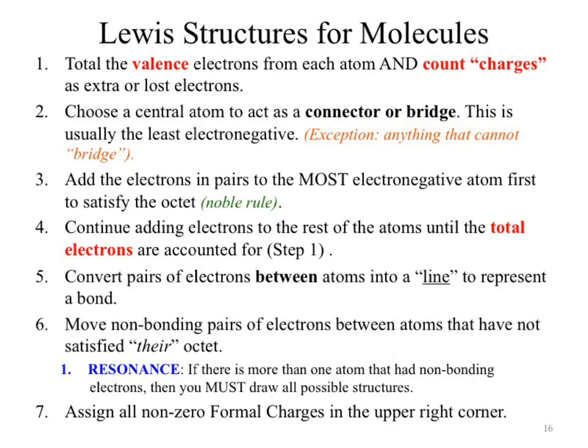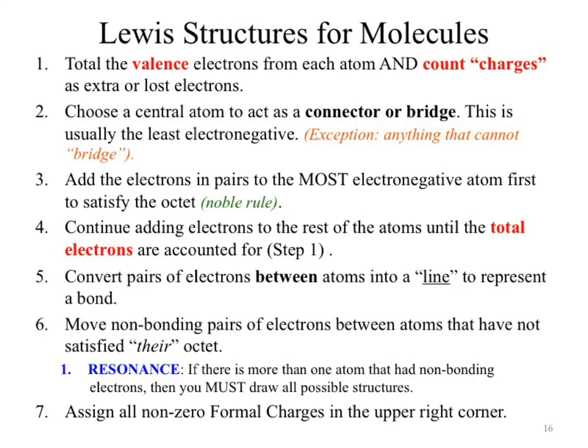Okay? We'll continue to add electrons around the rest of the atoms until we have accounted for the total electrons. Okay? You cannot exceed the total, regardless of what you think each atom needs. Okay? You can't add more electrons than you started with. Okay? Where we get with the double bond is actually rule 5.